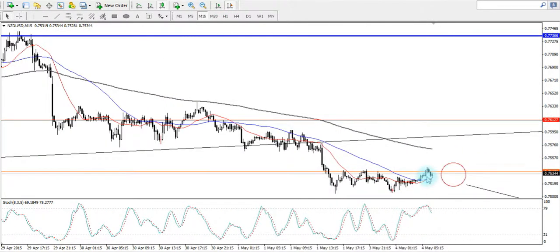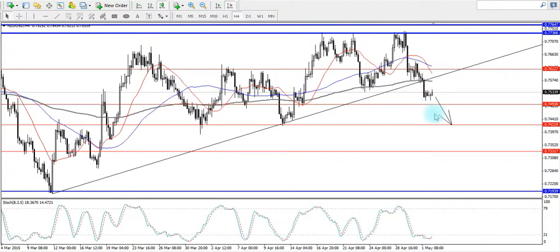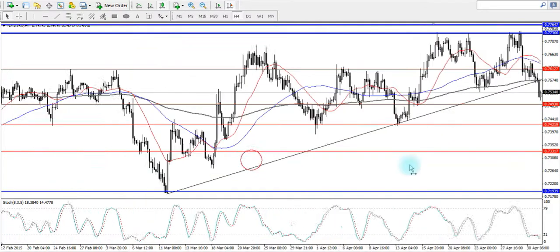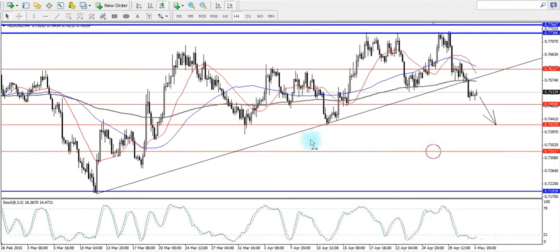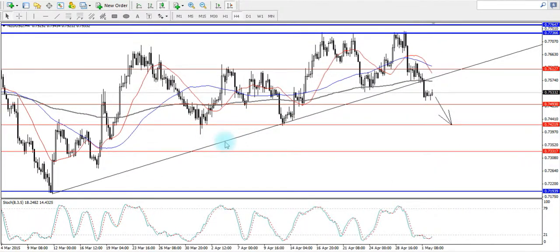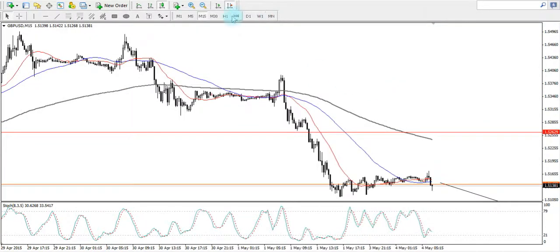It might be coming to the end of the consolidation very soon. So you may want to start to look for a short opportunity right here, expecting price to fall at least to the support level at 0.7421. You can see that based on the past records. So that's for the New Zealand dollar against the US dollar, and next we have the pound against the US dollar.